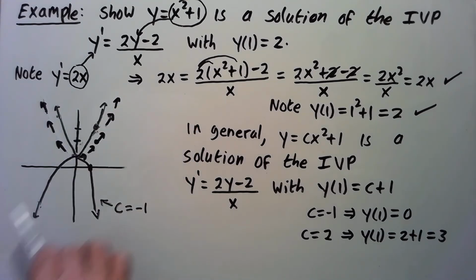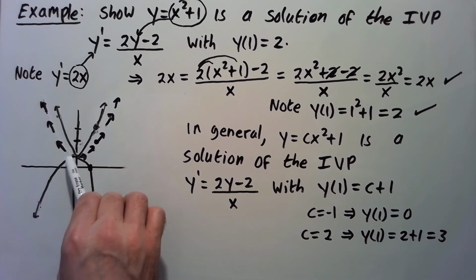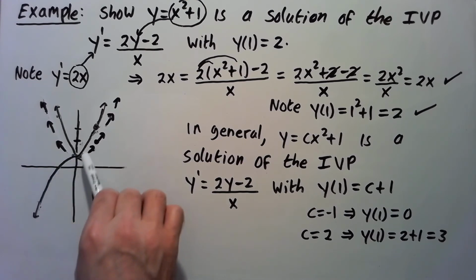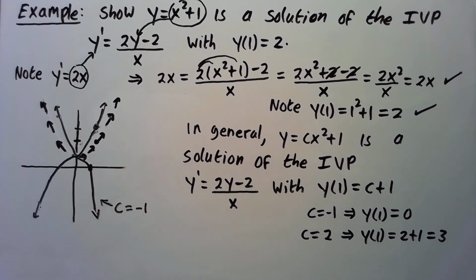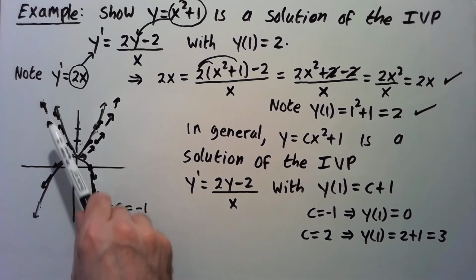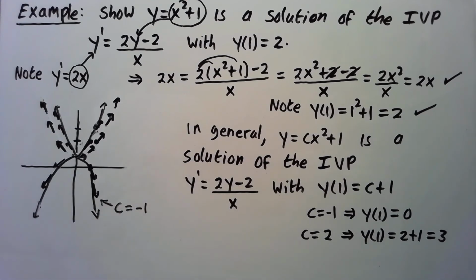So let me draw in some of the slopes of the tangent lines for these two parabolas. Drawing a few slopes of tangent lines for these two parabolas. Now let's take away the parabolas and just leave the slopes of the tangent lines. So doing that we get this. Okay, so I've taken away the solution curves and am just left with the slopes of the tangent lines.